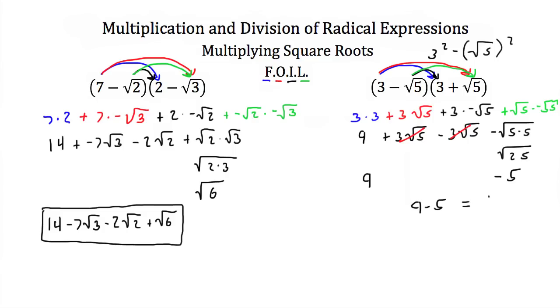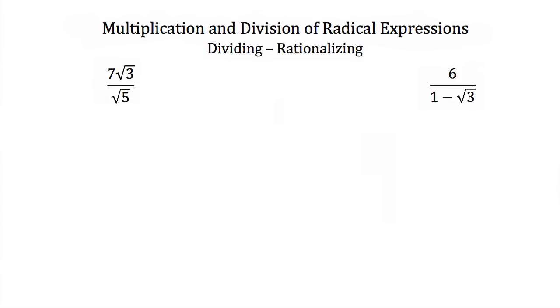And that's equal to 4. Now what's important to notice here is when we took the difference of squares of two binomials with the same square root in them, we actually got rid of all of our radical expressions. We were left with just 4. So now let's talk about dividing radical expressions.